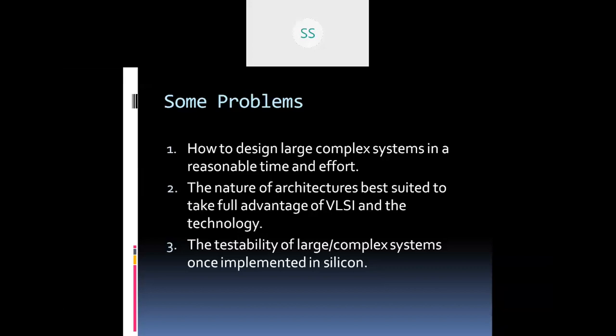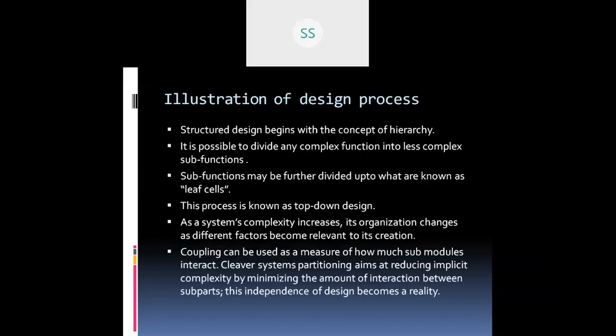Once your design is completed, how exactly do we test it? Testing of large complex systems once they are implemented on silicon is also one of the problems. So it is not only the design consideration. Once it is implemented on silicon, what are the available testing procedures? That should also be decided. So what are the steps followed in a general design process? This is known as the illustration of the design process.